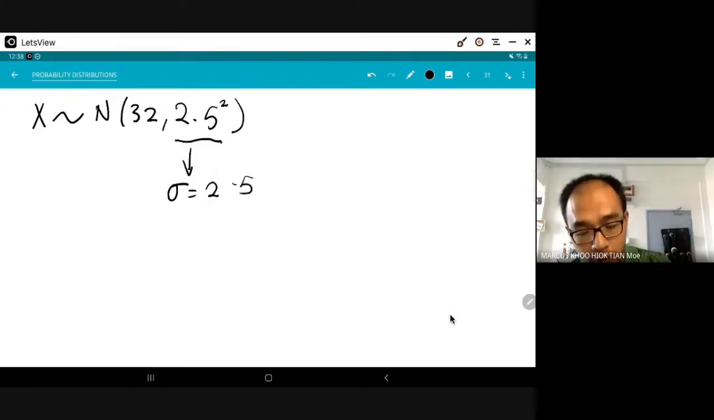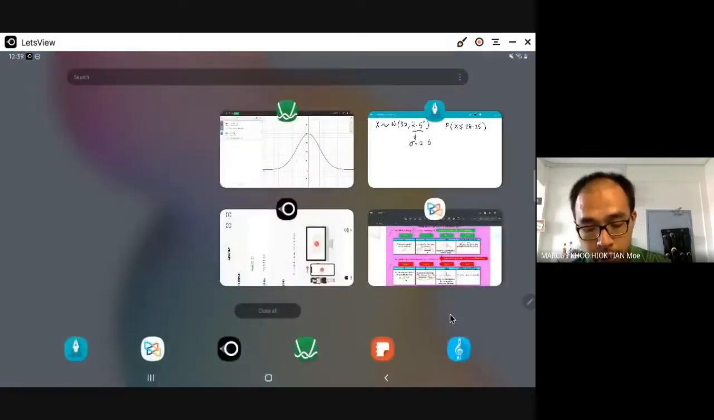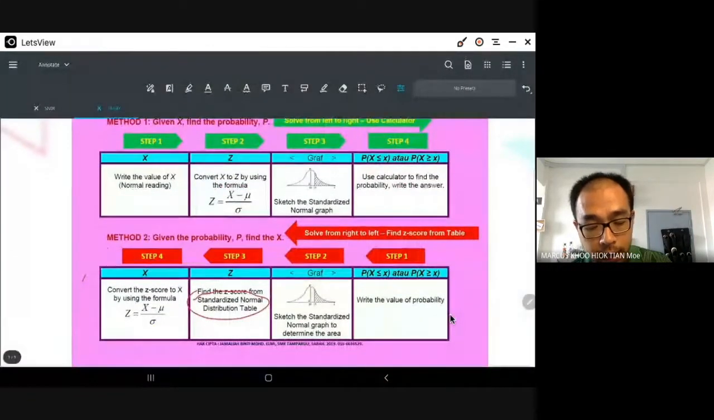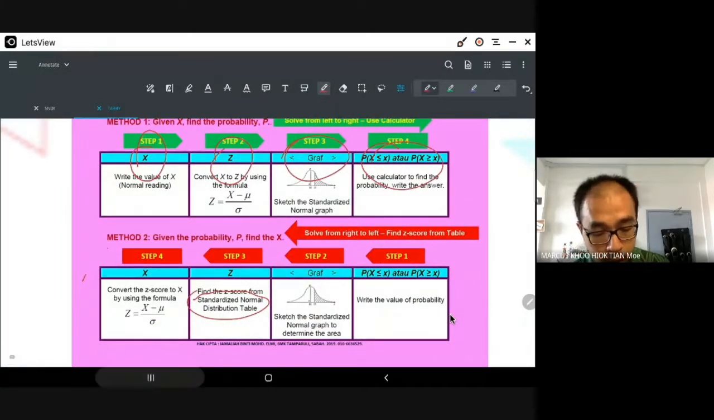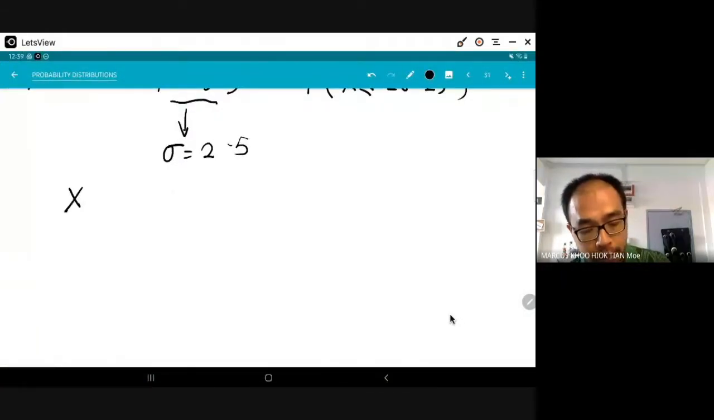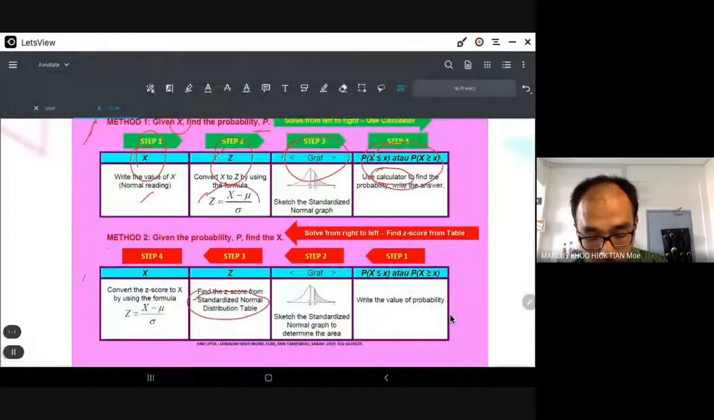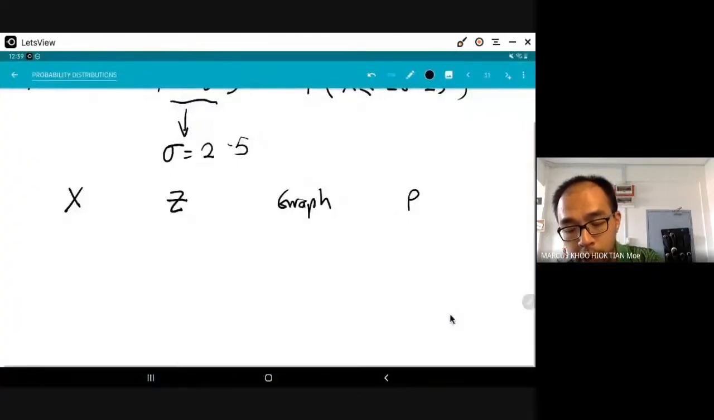The question asks you to find the probability of X less than 28.25. So let's use the Table 4Y method for this. The table will be X, then Z, then the graph, and then the probability, depending on which one we want. I'm just going to write the probability over here.